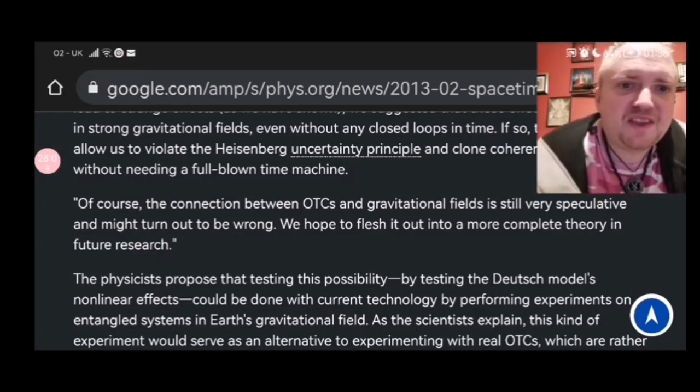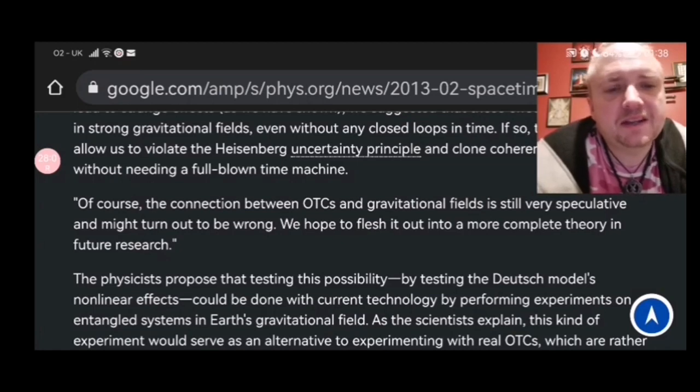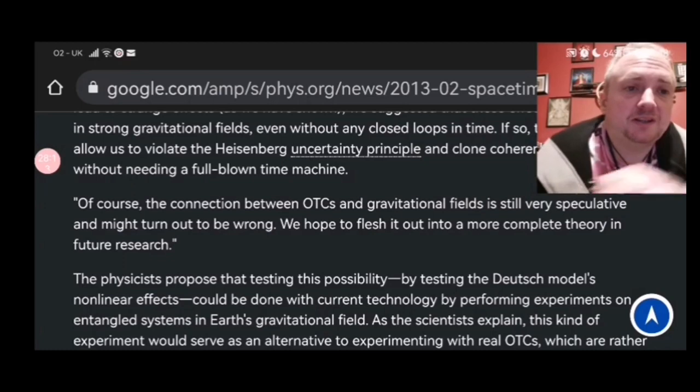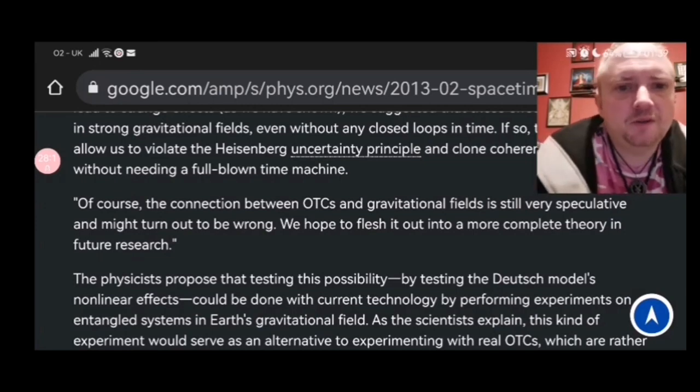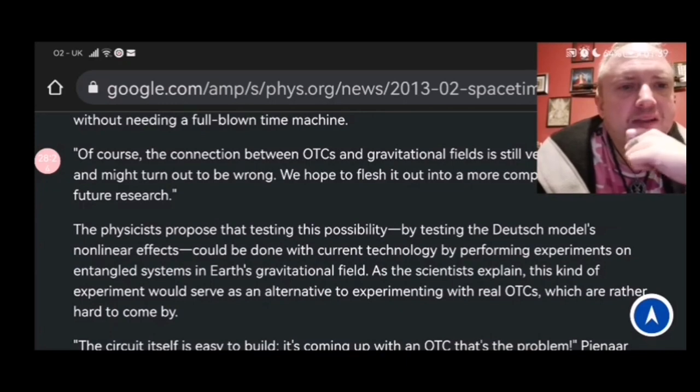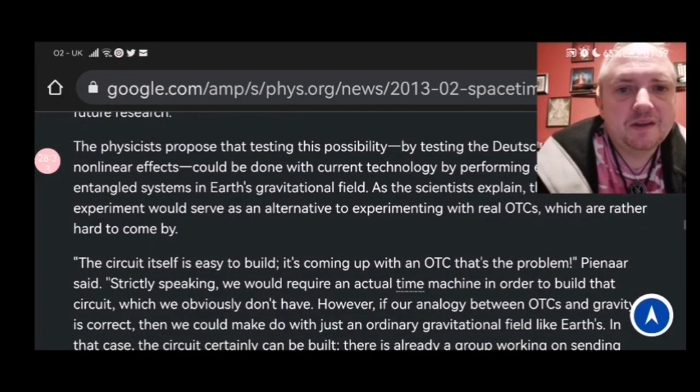The physicists proposed that testing this possibility by testing the Deutsch model's nonlinear effects could be done with current technology by performing experiments on entangled systems in Earth's gravitational field. As the scientists explained, this kind of experiment would serve as an alternative to experimenting with real OTCs, which are rather hard to come by. The circuit itself is easy to build. It's coming up with an OTC that's the problem.